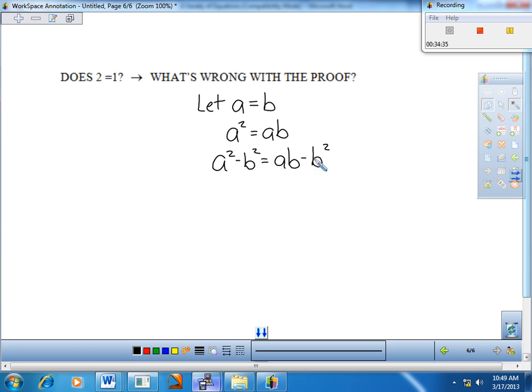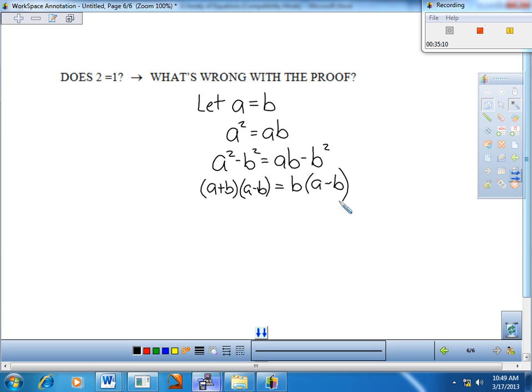Okay. Now, guys, recognize this factors. This factors. So here we go. That's a difference of 2 squares. And it factors beautifully. a plus b, a minus b. This one also factors nicely. Greatest common factor. Pull out the b, and I get a minus b.